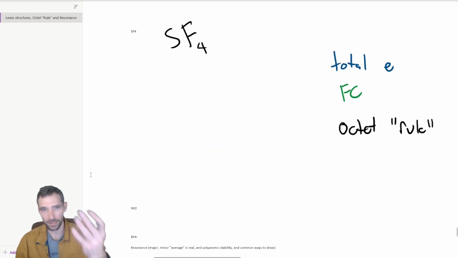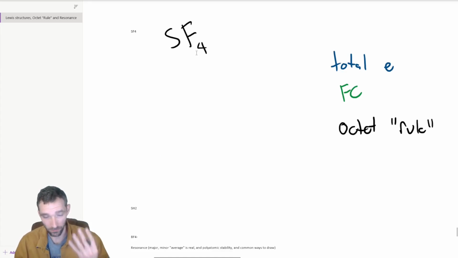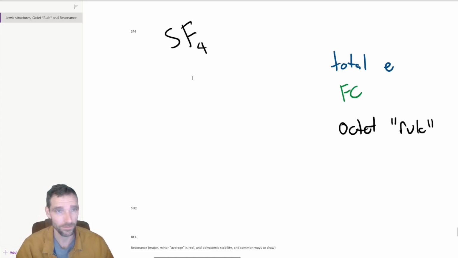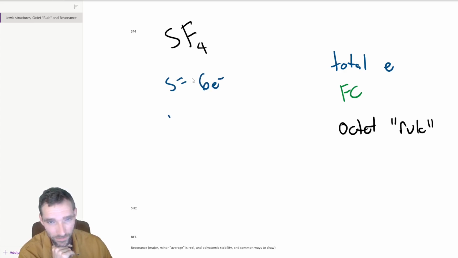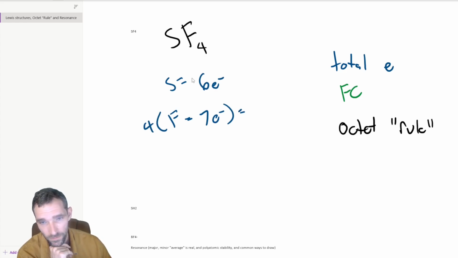If we look at sulfur and having 4 fluorines, though, the SF4, I believe it's going to actually follow the octet. So sulfur has 6 electrons, and fluorine is contributing 7 electrons each. There's 4 of those. We got 28 electrons from the fluorine plus the 6 from the sulfur.